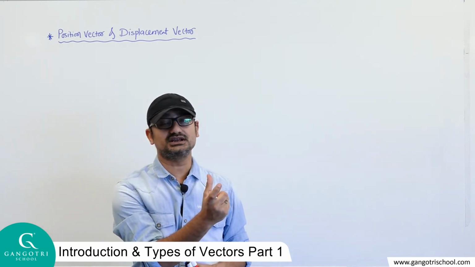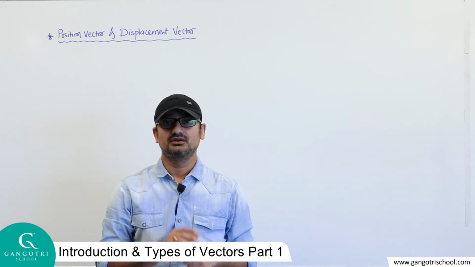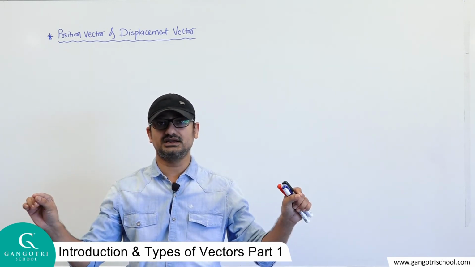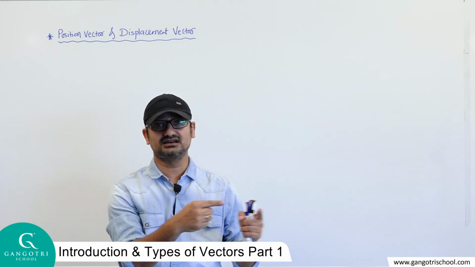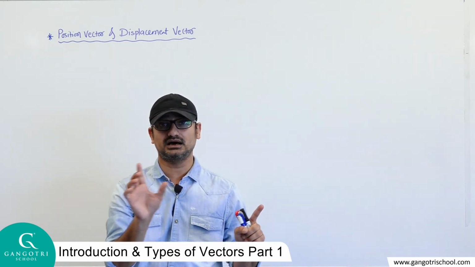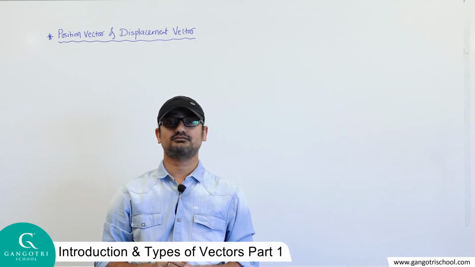Only directions are equal, so they are parallel. If two vectors are opposite in direction, then they are known as anti-parallel. And if two vectors are neither parallel nor anti-parallel, they are known as non-parallel vectors.